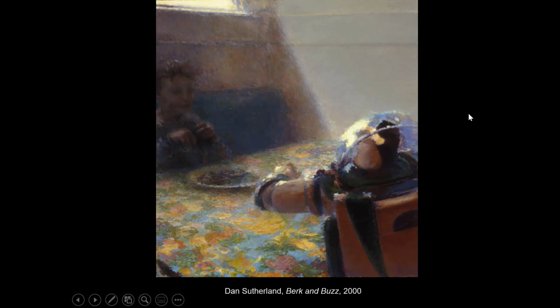And it turns out that that makes perfect sense because Burke, the boy in the image, is autistic. And this is a painting by Burke's father, Dan Sutherland, who was one of my teachers. Not the jumping up and down and yelling about positive and negative one, but a different one.